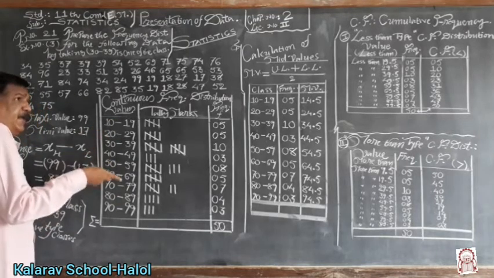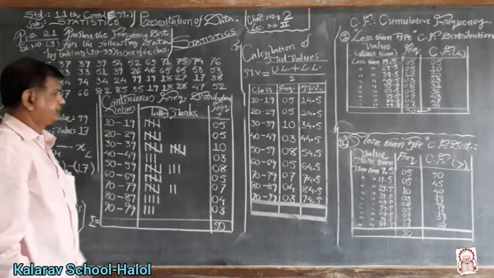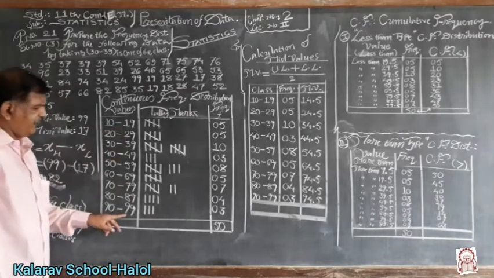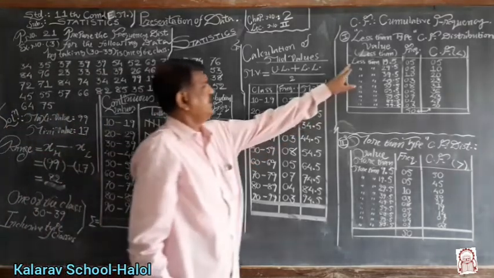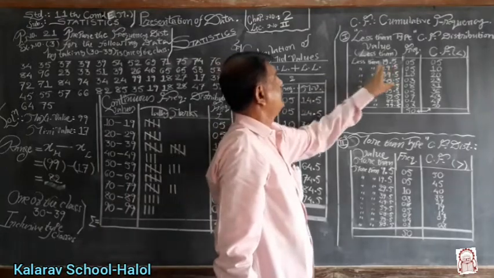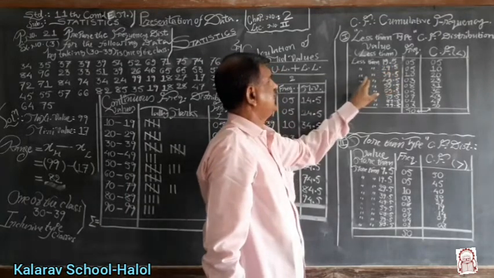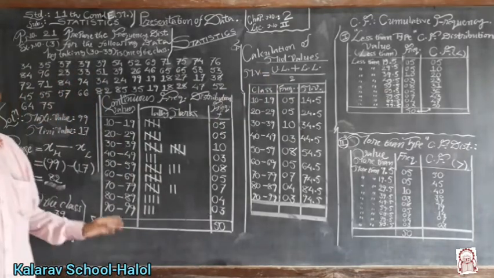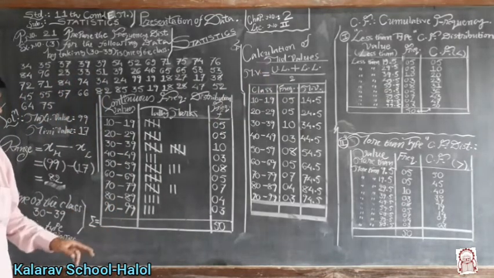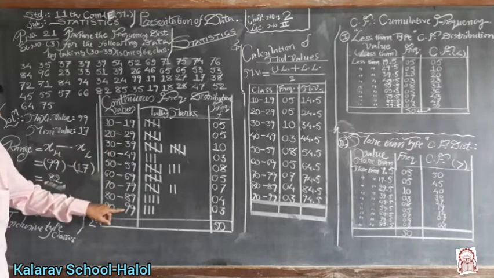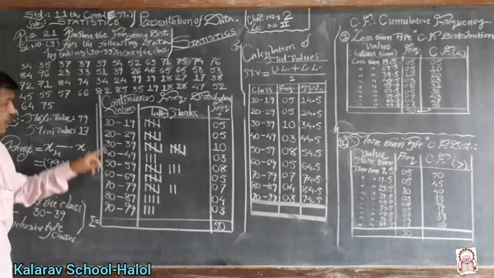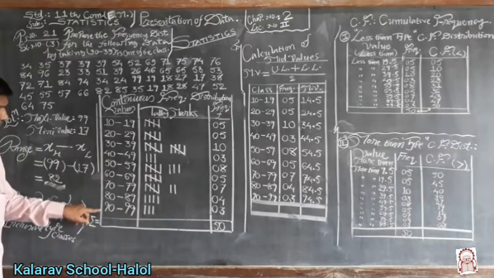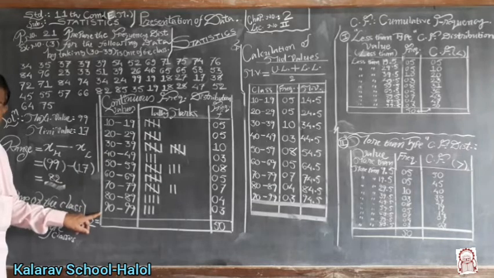How to compute upper limit point? Add 0.5 to this limit: less than 19.5, less than 29.5, less than 39.5. Why do we have to add? Limit and limit point are two different things. So add 0.5 to this value, you will get the upper limit point. Subtract 0.5 from this value, you will get the lower limit point.